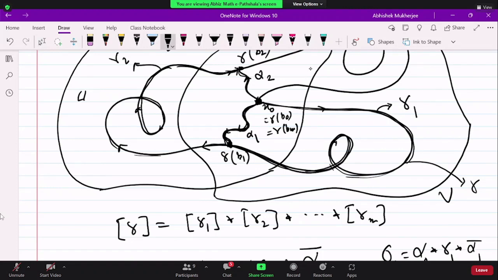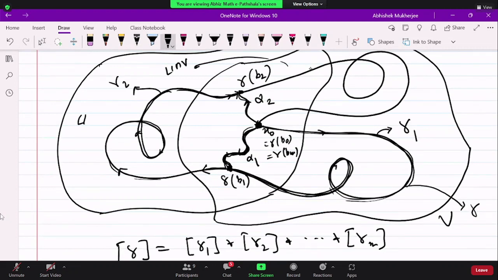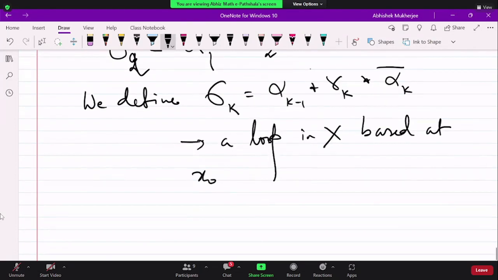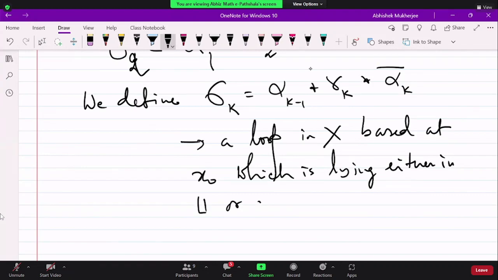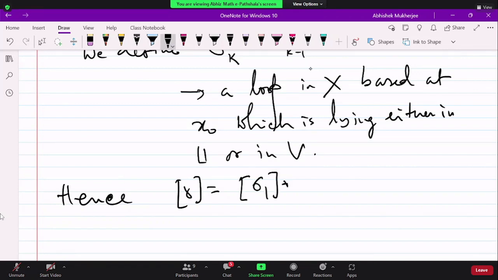If you consider the next one, sigma 2, it will be lying in U. So in this way, each is a loop in X based at X naught, lying either in U or in V. Hence the path homotopy class of gamma is nothing but the concatenation of these classes.